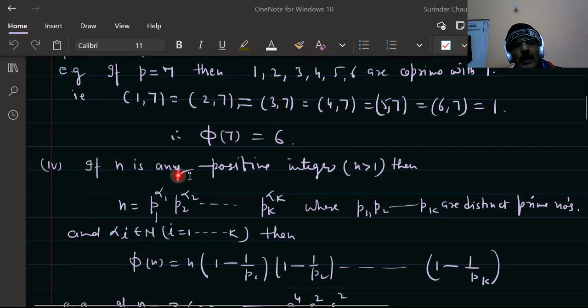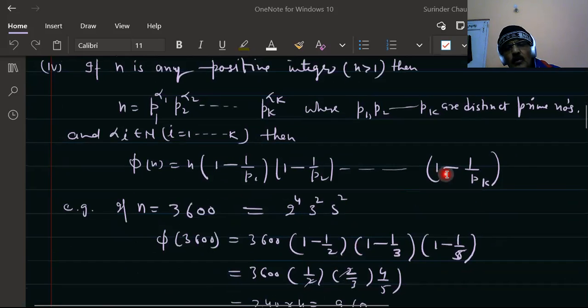Now, if n is any positive integer and a large number, we can factorize it into a product of different prime numbers with indices. So p1, p2, up to pk are distinct prime numbers, and alpha 1, alpha 2, up to alpha k are natural numbers. Then phi n will be equal to n into 1 minus 1 upon p1, into 1 minus 1 upon p2, and so on.